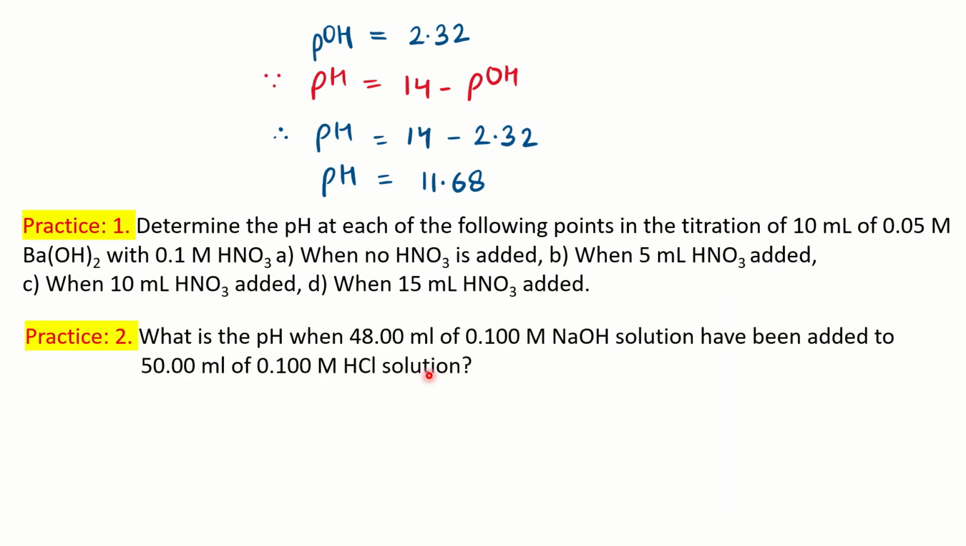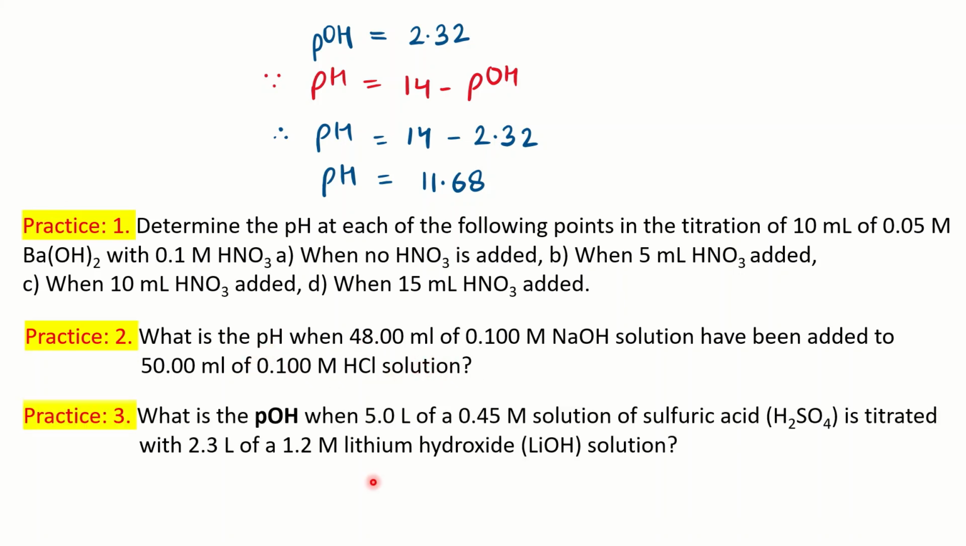This is again something you can take as practice. pH of 48 ml of 0.1 molar NaOH solution added to 50 ml of 0.1 molar HCl, right? So they are asking you to calculate the pH. You can find out M1V1 minus M2V2 divided by V1 plus V2. You can find out the concentration, and you can check whether it is acid or base. Accordingly, you can find out the pH value. Same way, you can solve this problem. Here they are asking you to calculate the pOH value, so no need to convert it. If you are getting the pH value, then you have to convert by using the same formula.